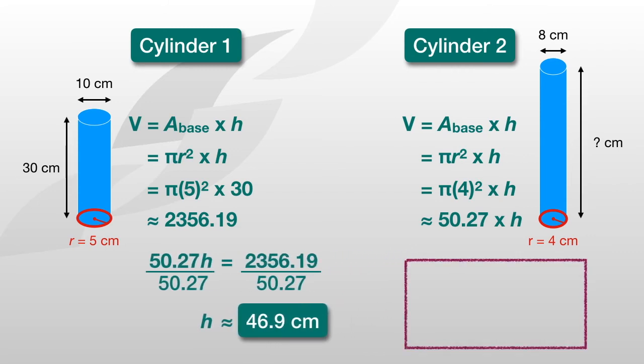An interesting alternative approach to this problem is to consider how the cylinders compare to each other. Their radii have a ratio of 5 to 4, but the radii are squared to get the area of the circles. If we multiply this result by the height of the first cylinder, we get the height of the second cylinder.